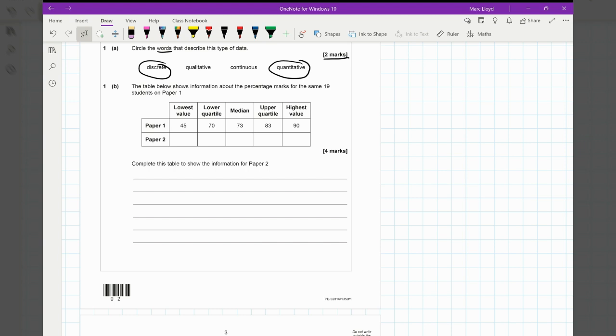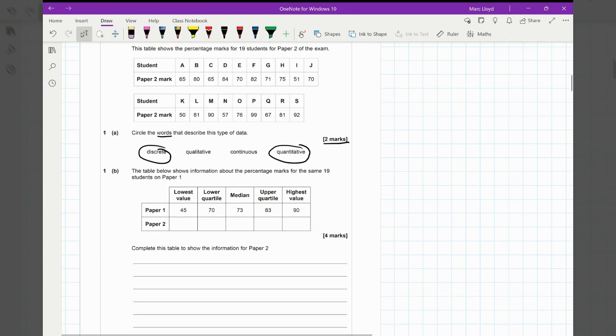The table below shows information about the percentage marks for the same 19 students, and we need to fill these values in. When we look at these, you can put them all into your Casio and discover what the upper quartiles and lower quartiles are. But I'm going to go through how you do it without the calculator, and if you can do it quicker on the calculator, please do. So the lowest value, let's go through it. I should really be listing these as I can.